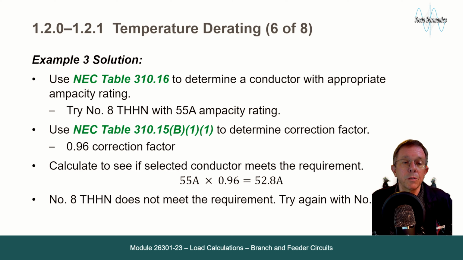Use NEC Table 310.15(B)(1) to determine the correction factor. 0.96 would be the correction factor. Calculate to see if the selected conductor meets the requirement. 55 amps times 0.96 equals 52.8 amps. Number 8 THHN does not meet the requirement. Try again with number 6 THHN.